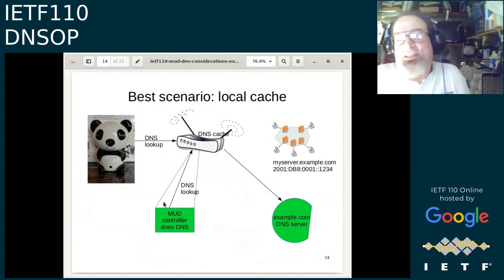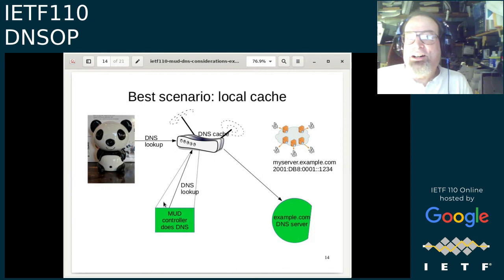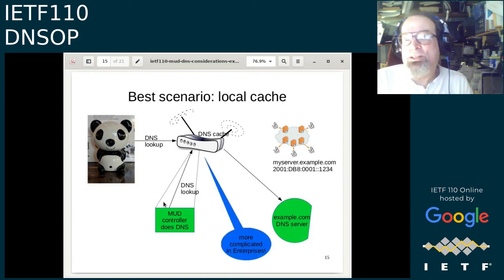So in the best scenario, in a home network, all of these components happen in the same place. Your MUD controller lives inside your home router, and it consults the DNS cache that is on the home router, and it does the DNS lookups, and the device does DNS lookups to the home router. So this has been the kind of typical situation until 5 or 6 years ago. We couldn't have imagined anything else. And so now things have changed, and this is partly about what has changed.